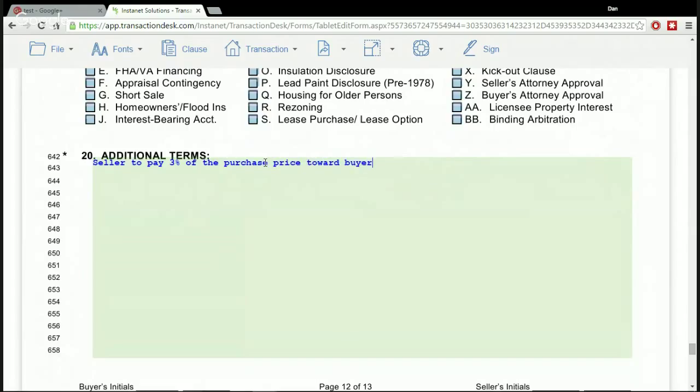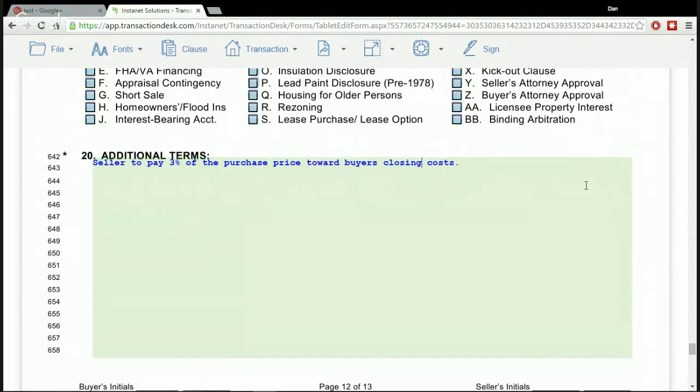Toward buyer's closing costs. Okay, whatever, you get the idea. So I would just prefer you put $6,000, but you can say seller to pay 3%, but make sure you put purchase price.